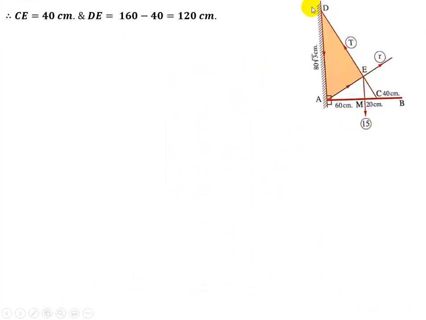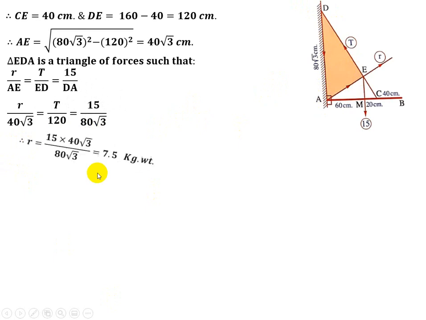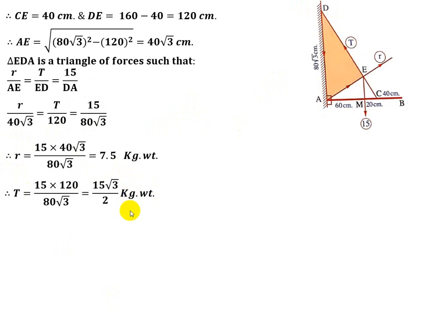So DE is 160 minus 40, equals 120. DE is 120 and AD equals 80√3. We can get the length of AE by using Pythagoras theorem, which will be 40√3. Then we apply the triangle of forces rule: 15 over DE, R over AE, T over ED. So R over 40√3, T over 120, 15 over 80√3. So R equals 7.5 kilogram weight. T equals 15√3 over 2 kilogram weight.